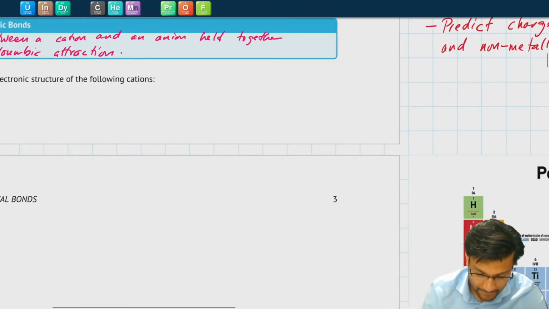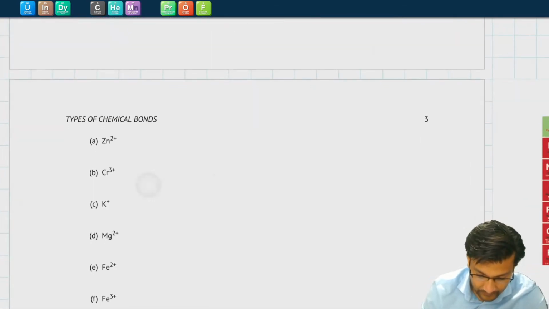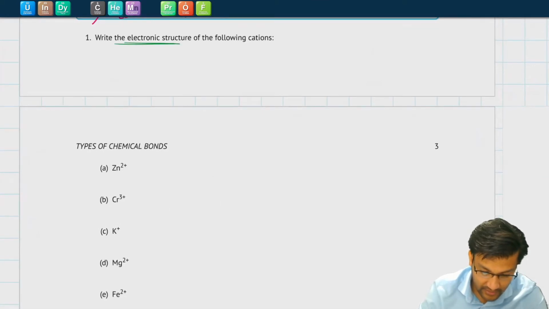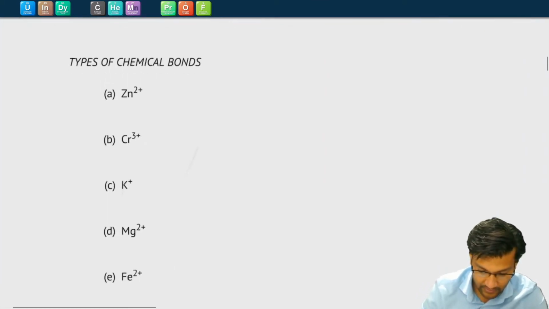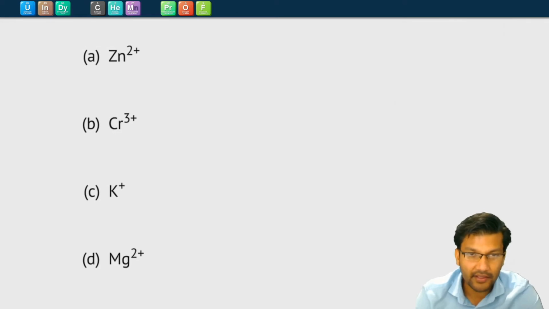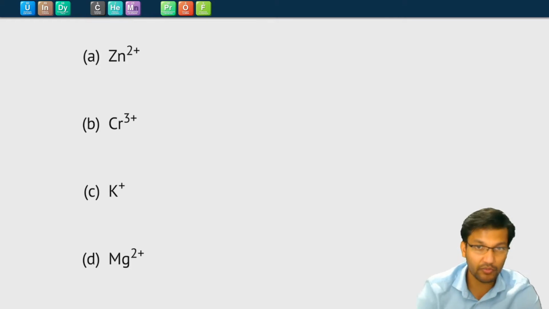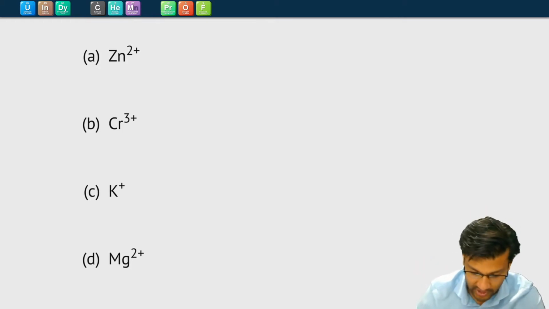Okay, so let's look at some electron configurations of cations, and we'll start with zinc. So let's write the electron configuration of zinc 2+, and to do that, we need to first look at the electron configuration of zinc without the charge, and then we'll remove 2 electrons to form the zinc 2+ charge.